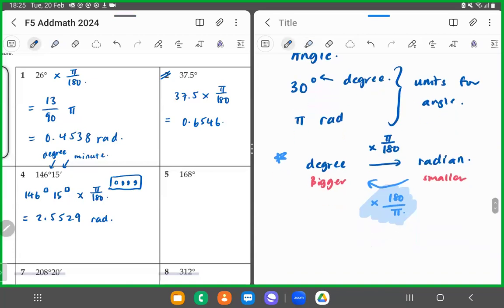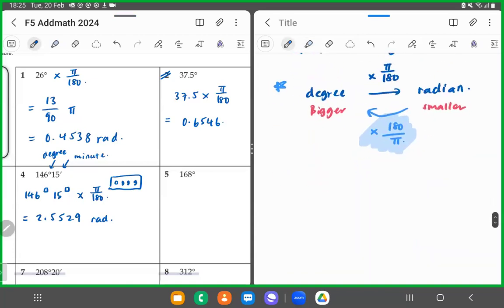And then a general knowledge, which is very commonly used. If it is 180 degree, it will be equal to pi radian. If it is 360 degree, it will be equal to 2 pi radian. This one is quite commonly used, not only in this chapter, but in the later chapters also.